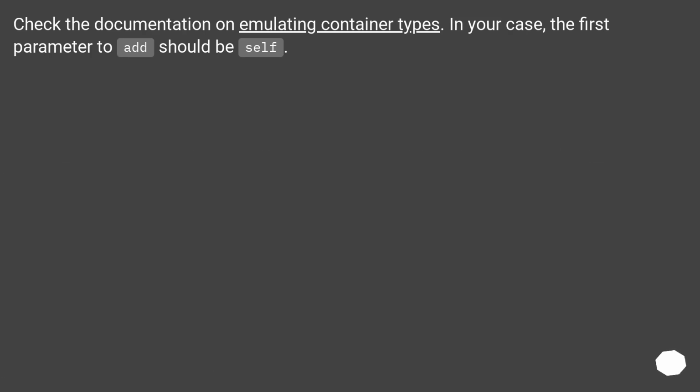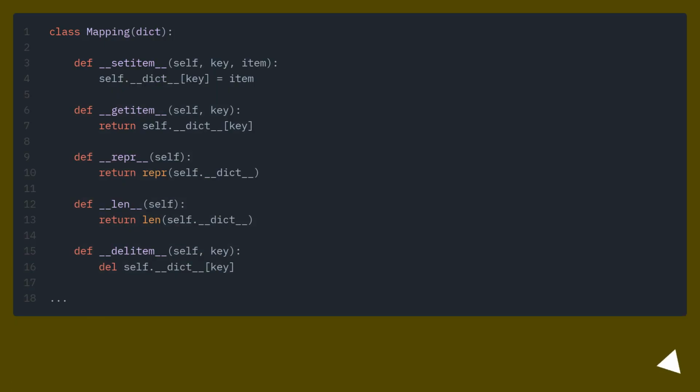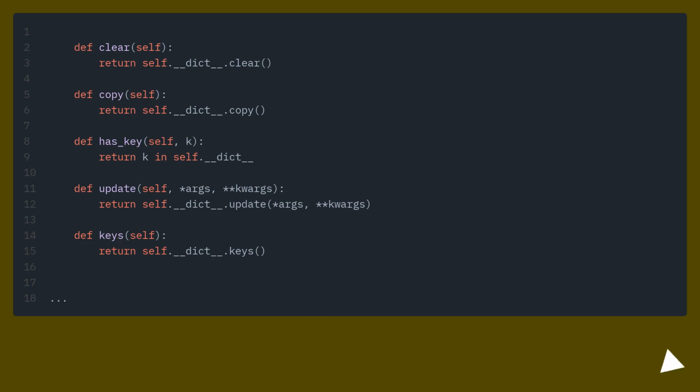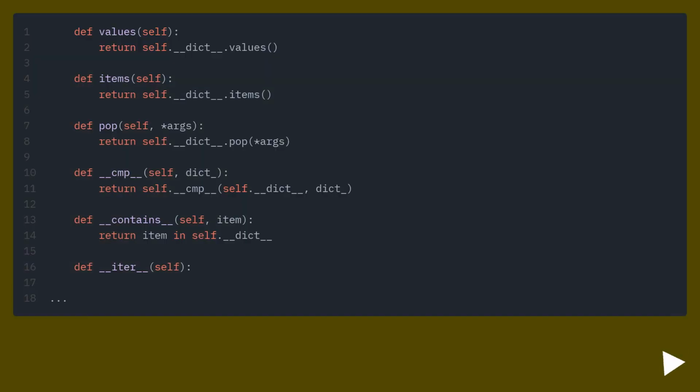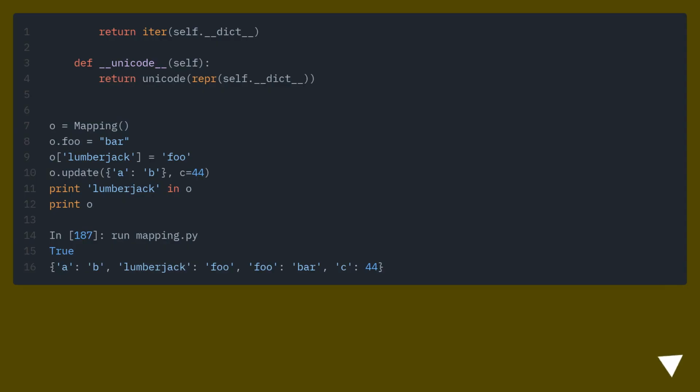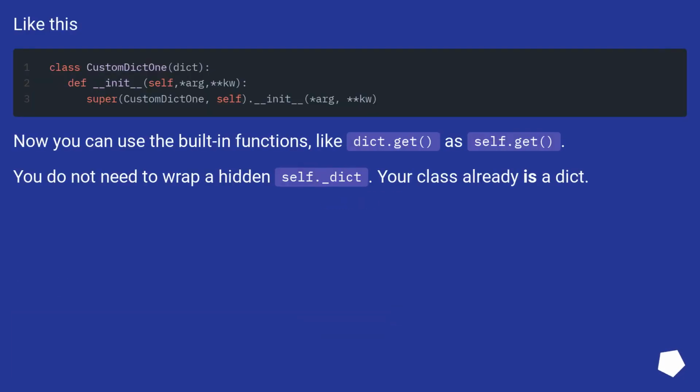Check the documentation on emulating container types. In your case, the first parameter to add should be self. Like this.